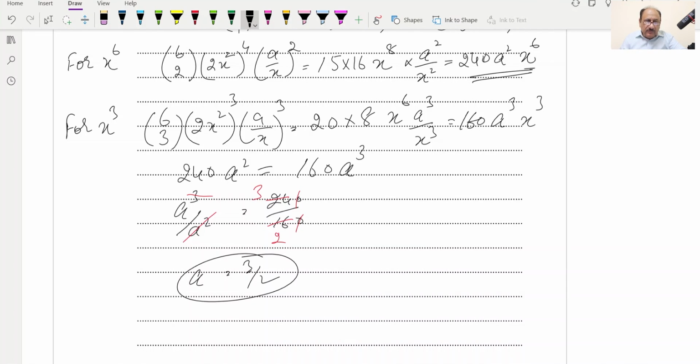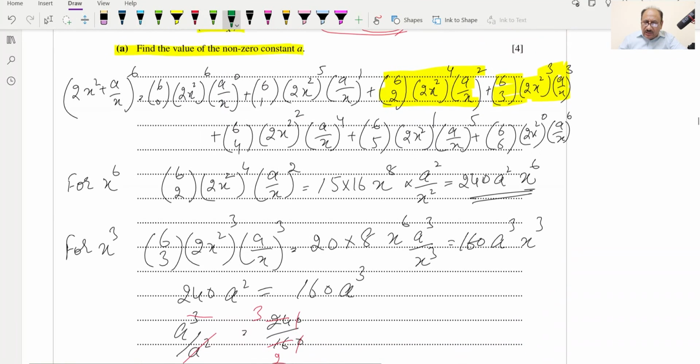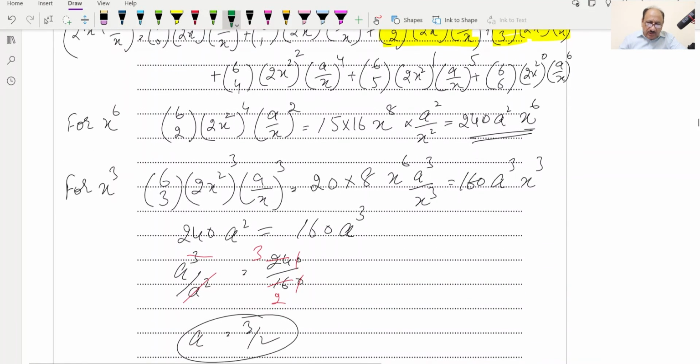This is the a value which we are supposed to find. We can use that; this is the full expansion which I have done for the binomial expansion. Alternatively, you can use 6Cr (2x squared) raised to power r and (a over x) raised to the power 6 minus r.